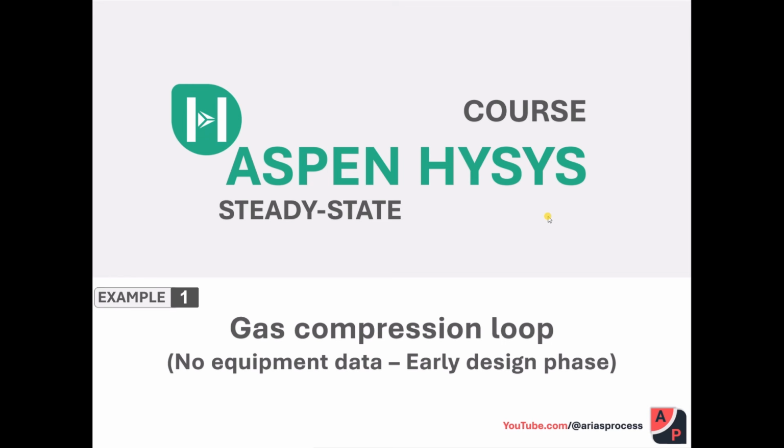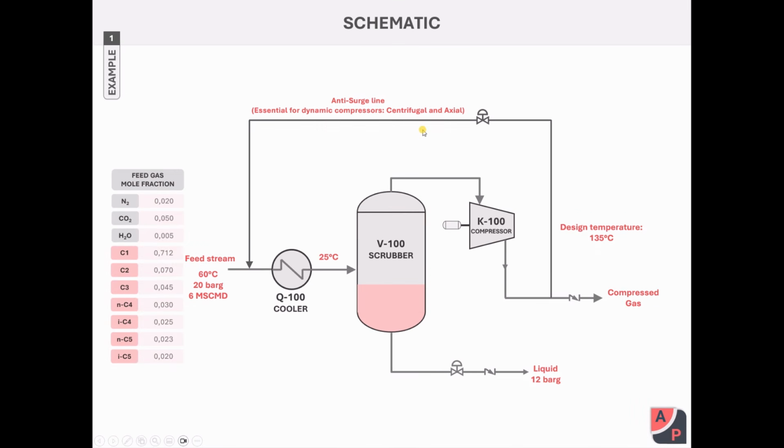This session is about gas compression loops in early design phases, where the equipment data is not available and the simulation itself is the main basis for the equipment sizing. This schematic represents the gas compression loop to be simulated in this session.